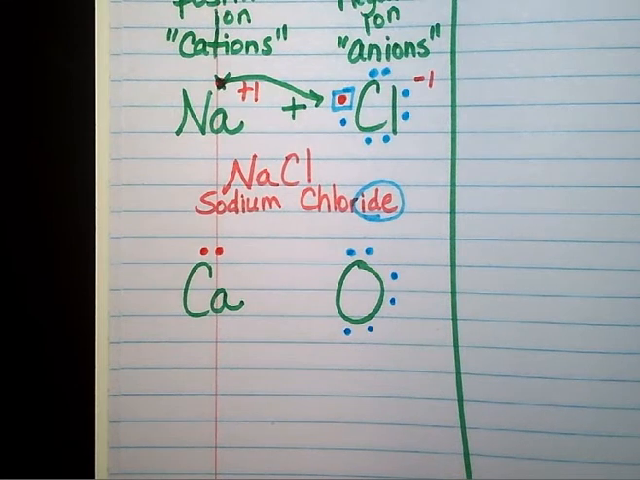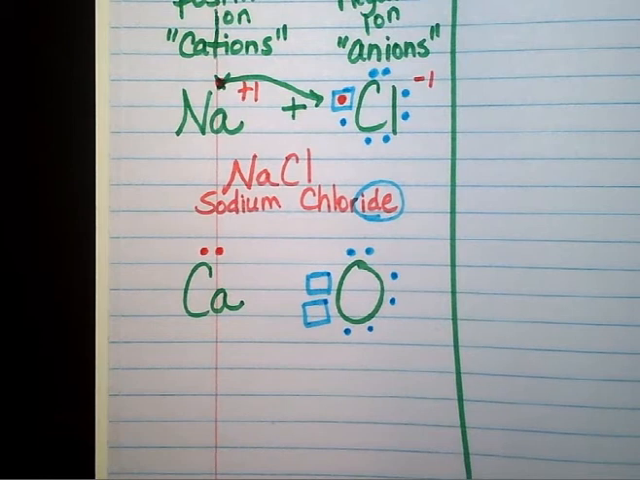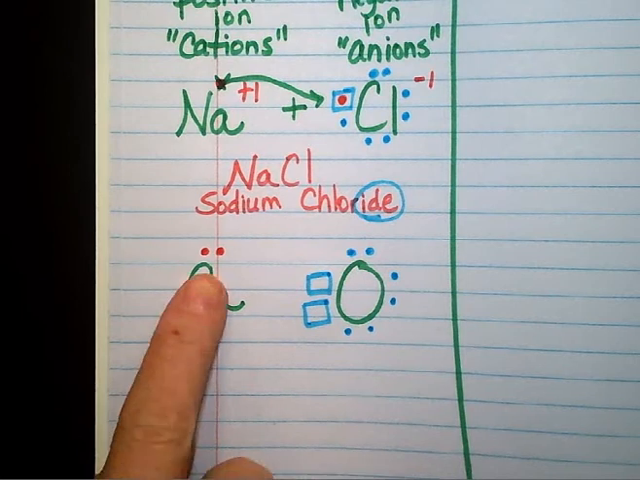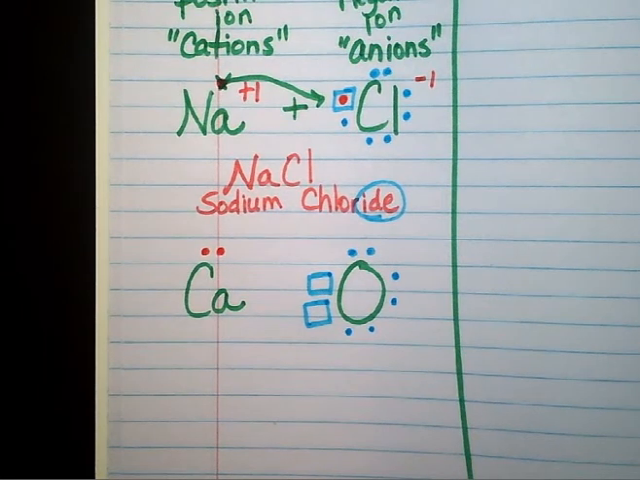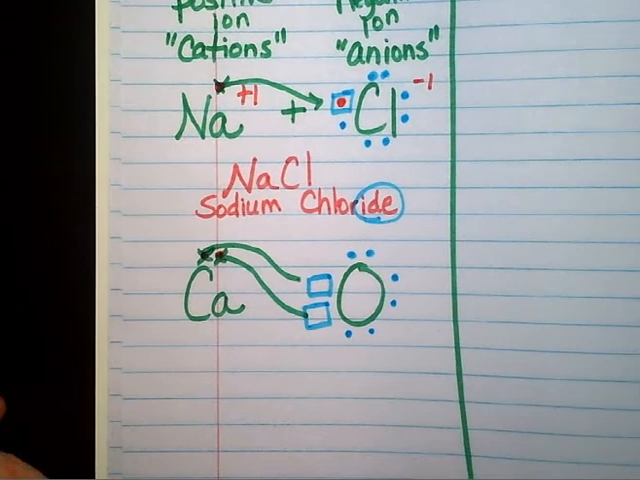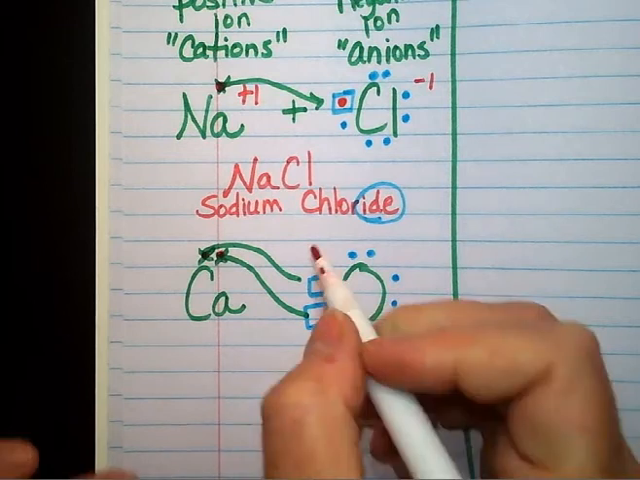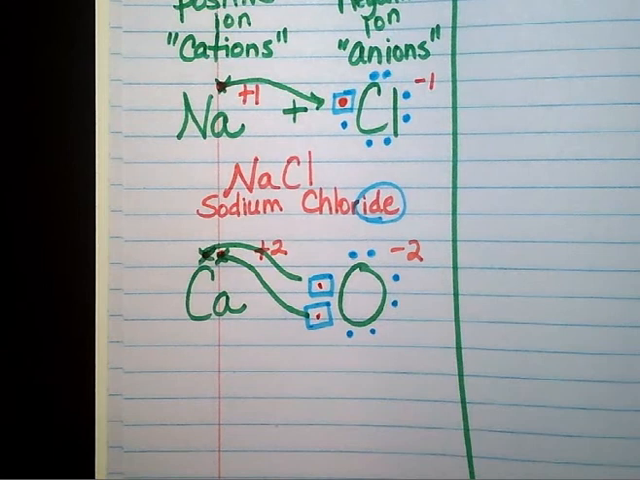So, can you kind of predict what's fixing to happen here? Calcium has 2 to give away. Once calcium gives its 2 away, it's going to drop down an energy level, and it's going to be stable. Oxygen needs 2 to be stable. So, again, they are a match made in heaven. Calcium is going to give its electrons to oxygen. Calcium is then going to have a +2 charge. Oxygen is going to have a -2 charge. And those opposites are going to keep that compound together.